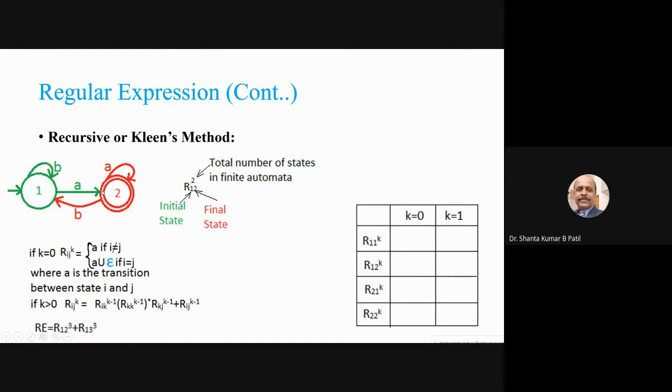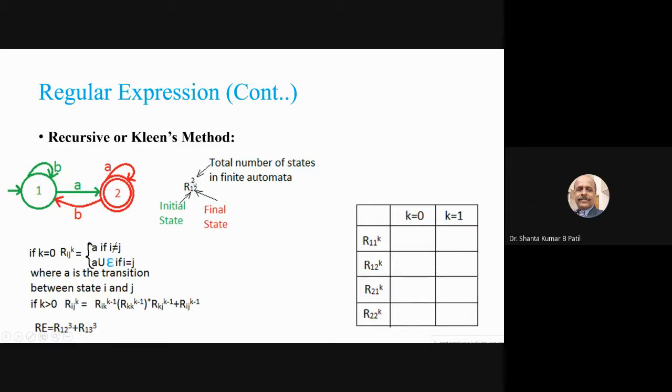For example, if three states are there, one, two, three, one is the initial state and three is the final state. In place of two, three will come. Here the final state is state number two. And the power is the number of states in the given finite automata. The number of states in the given finite automata is two, so its power is two. If the finite automata consists of three states, the power will be three.